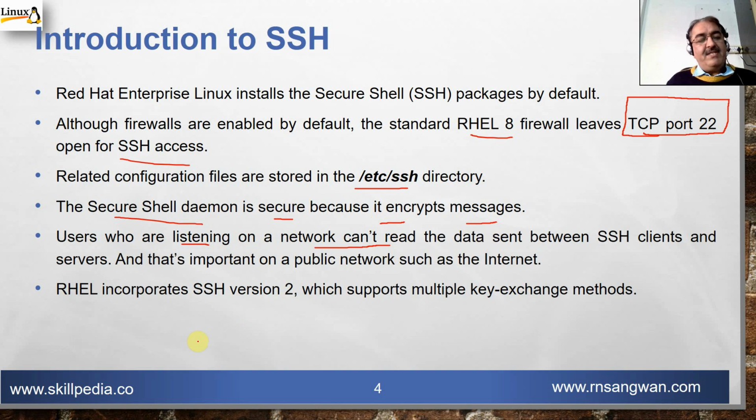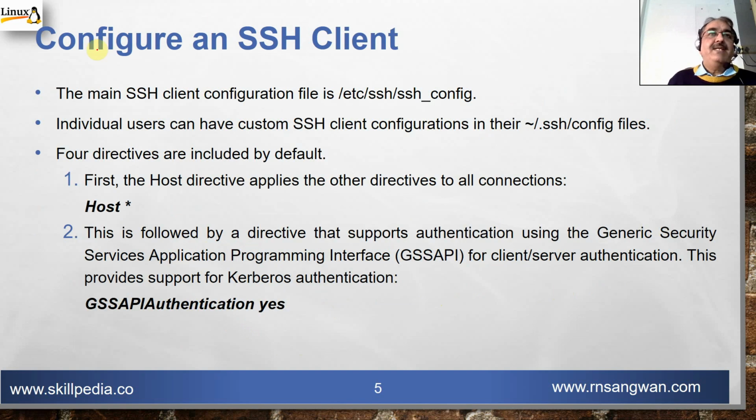RHEL 8 or CentOS 8 incorporate SSH version 2, which supports multiple key exchange methods. As a client, you want to connect to a remote SSH server. Whether you are allowed to connect or not, whether you want to open connections or not as a client, these configuration details are stored in the /etc/ssh/ssh_config file. Individual users can have a custom SSH client configuration file in their .ssh/config file.